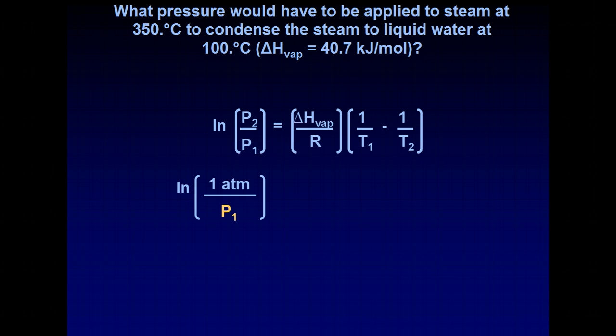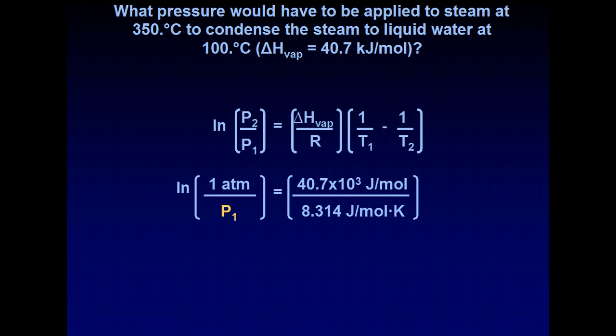So what I've substituted in so far is a second pressure, which is going to be the P2 associated with the 100 degrees Celsius. P1 is the pressure associated with the 350 degrees Celsius. We have our heat of vaporization. I converted it from kilojoules to joules so it would cancel out with the joules in our constant. And now I need to turn our temperatures into Kelvin. I'm going to do that by taking 1 over 623 Kelvin, which will be 273 added to 350, minus 1 over 100 plus 273 Kelvin, which would be 373.